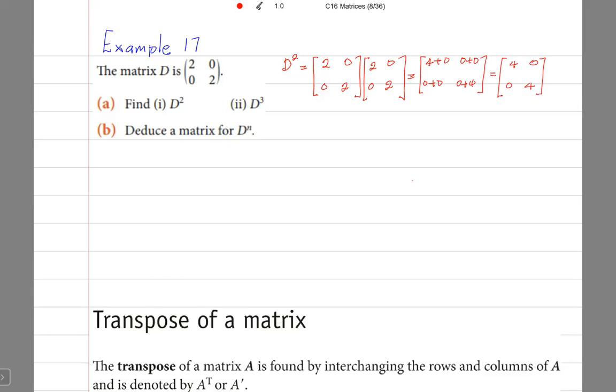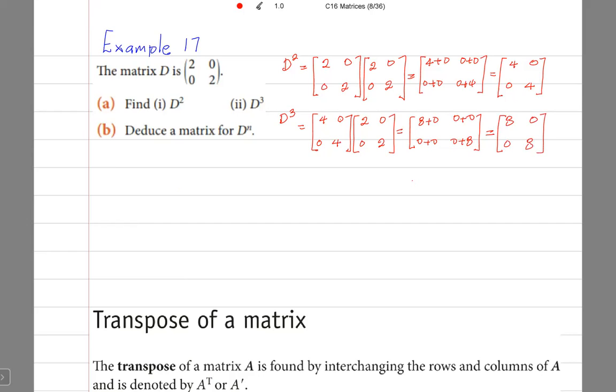Next, we have to find D cube, which would be D squared multiplied by D. 4 times 2 is 8. 0 times 0 is 0. 4 times 0 is 0. 0 times 2 is 0. 0 times 2 is 0. 4 times 0 is 0. 0 times 0 is 0. 4 times 2 is 8. So D cube would be 8, 0, 0, and then 8.